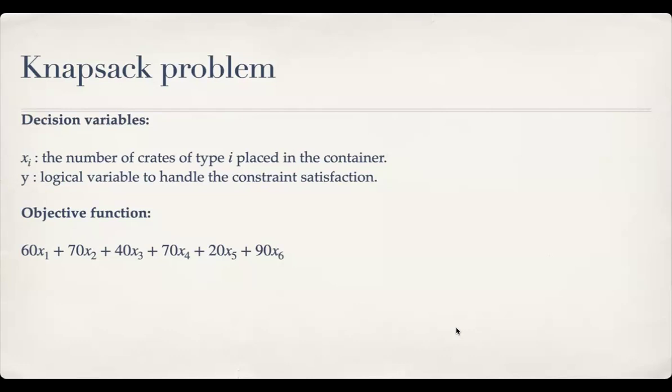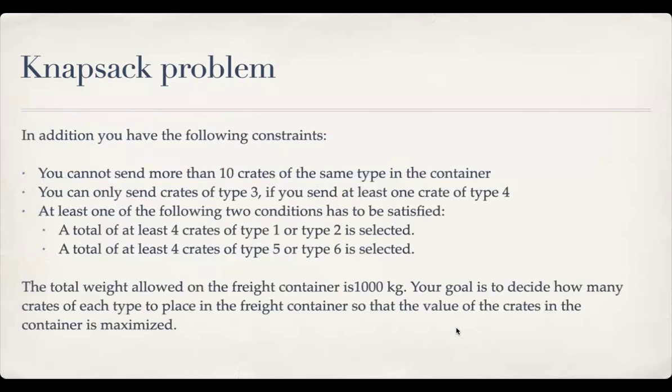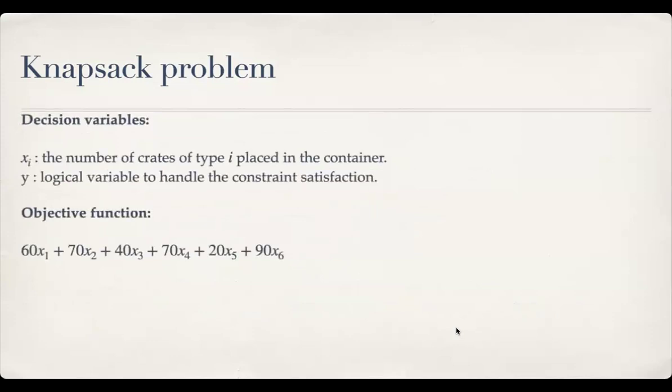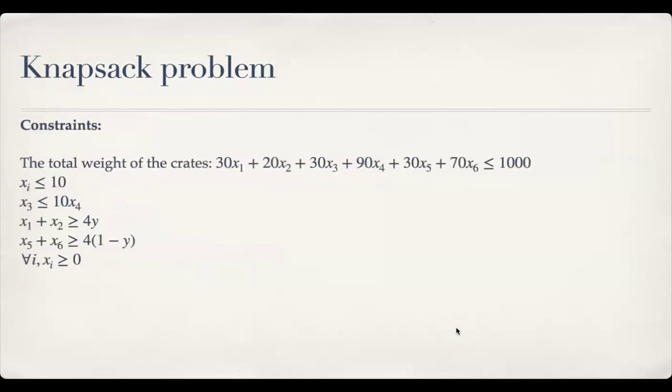And because we're going to handle the third constraint, that either a total of at least 4 crates of type 1 and type 2, or a total of at least 4 crates of type 5 and type 6, we need one logical variable, just y. y is a logical variable we use to handle the constraint. Then we're going to write all the constraints down.